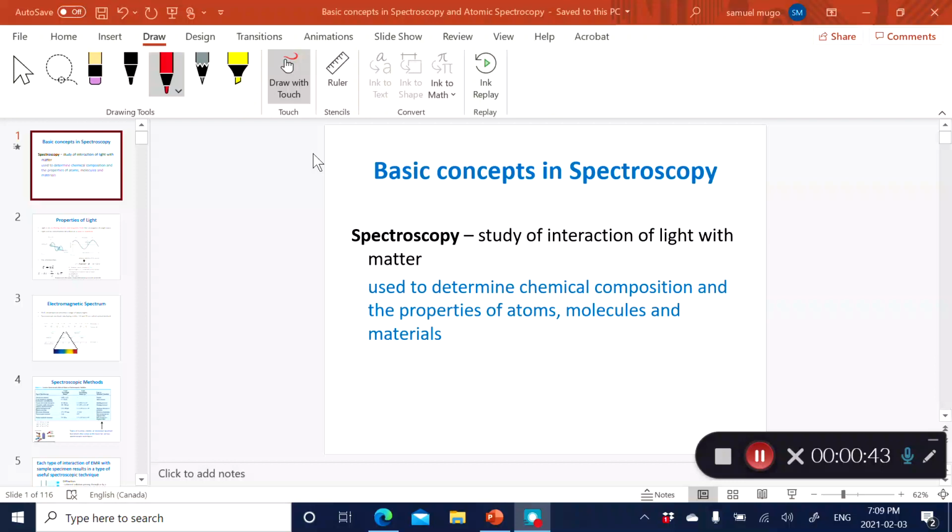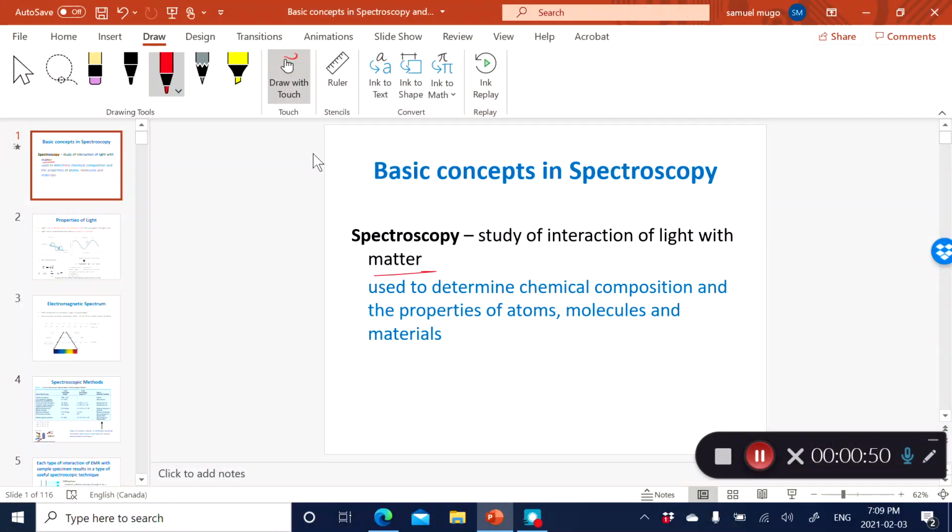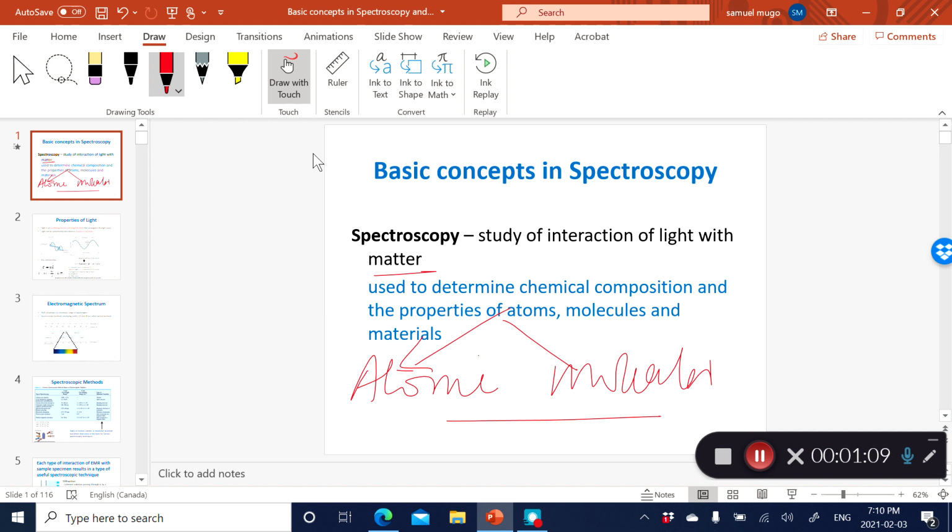Now, remember, spectroscopy is the study of the interaction of light with chemical specimens or with matter. It is used to determine the chemical composition of both atoms as well as molecules. And as such, you can have atomic spectroscopy as well as molecular spectroscopy, all of it based on the way the atoms or the molecules perturb electromagnetic radiation when the light impinges on those types of materials.